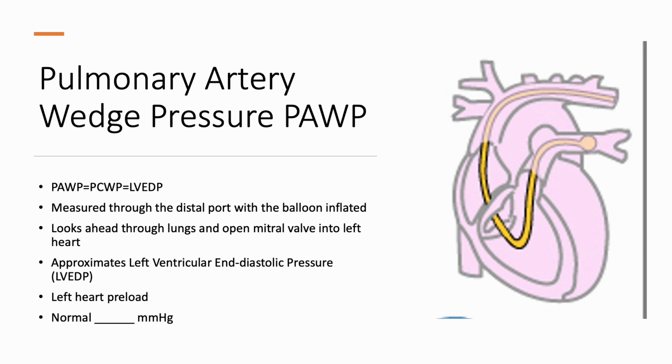It looks ahead through the lungs and open mitral valve. This measurement then reflects pressures beyond the pulmonary circulation, essentially providing an estimate of your left ventricular pressure.